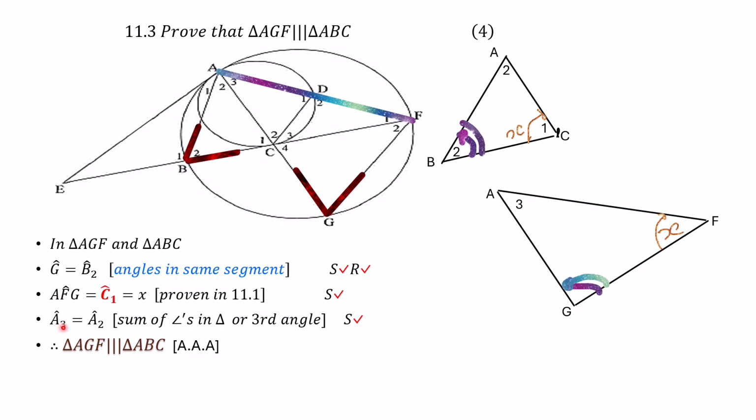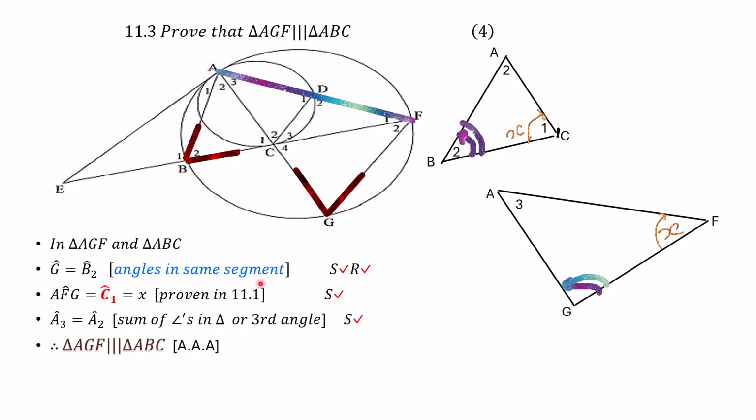So you can say E3 equal E2, sum of angles in a triangle, or I can say third angle. In the past we also said remaining angle. So therefore, now we have three angles that are the same. Therefore, triangle AGF is similar to triangle ABC. And my reason is angle, angle, angle.